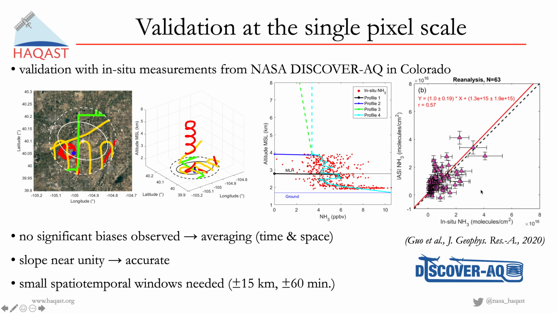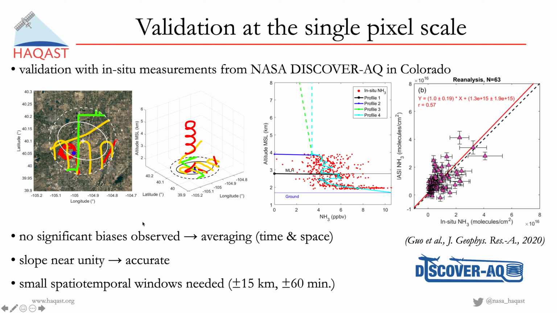In general, this is a paper that's submitted to JGR Atmospheres. What we can see is that if we look at the IASI column versus what we derive from the in-situ column, with logical assumptions of what the profile should be above the aircraft, we see slopes that encompass 1. We see an intercept that's effectively 0, 1 times 10 to the 15 molecules per square centimeter, which is a very, very low column amount of ammonia, with reasonably good correlation. So with IASI, we see no significant biases. That implies that we can average over space and time. And the slopes are near unity, so at least for Colorado, it looks reasonably accurate.